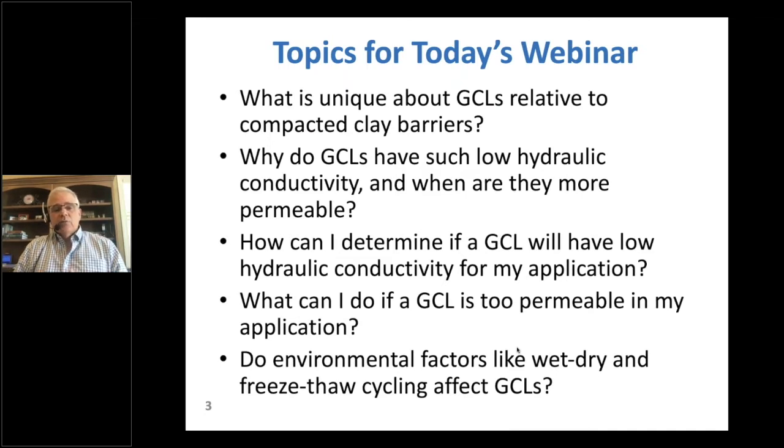The second bullet is really about more general principles. What do I do in my application? I'm designing a facility, for example, a coal combustion facility. I've got a leachate chemistry. Is a GCL going to work for that? What type of GCL? How do I specify that? We're going to talk about how I can determine if my GCL will work for my particular liquid that I've got to contain. What do I do if the GCL is going to be too permeable? What if I go through this process and I find out the conventional GCLs don't work? Well, what can I do? Do I have to go back to a compacted clay liner, or do I look at other products?